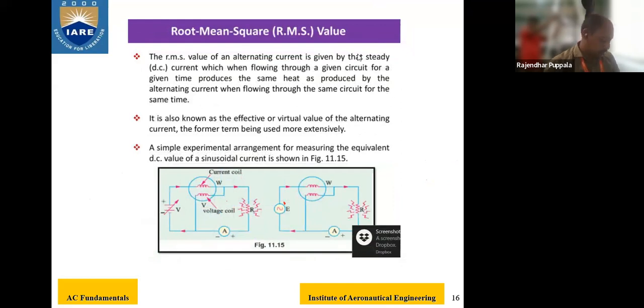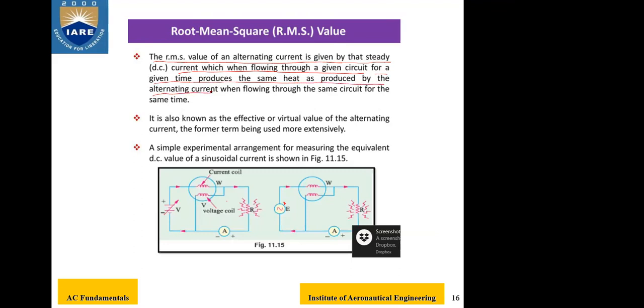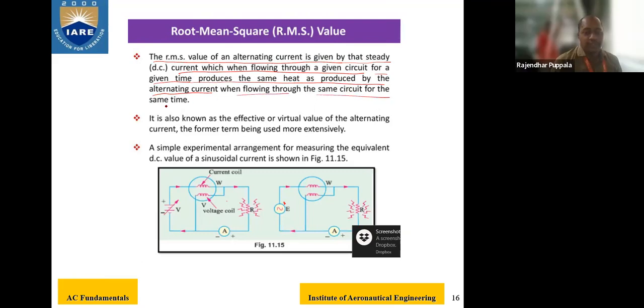Now we will discuss the concept of RMS value, right? Let's see the definition here. Root mean square. The RMS value of an alternating current is given by the steady current which, when flowing through a given circuit for a given time, produces the same heat as produced by the alternating current when flowing through the same circuit for the same time.